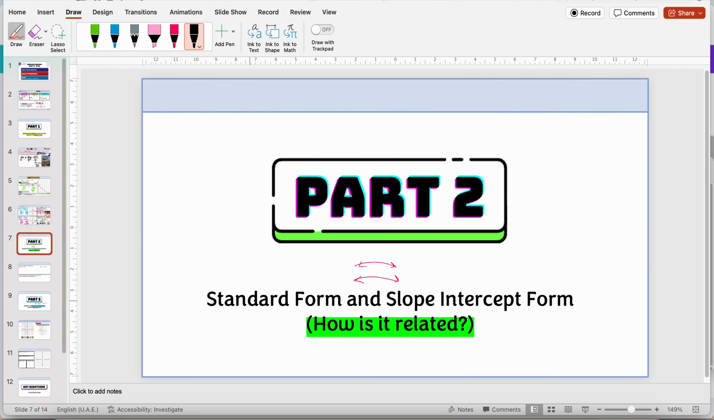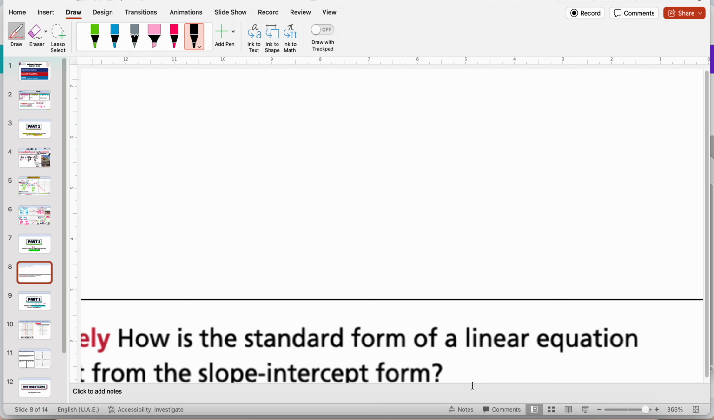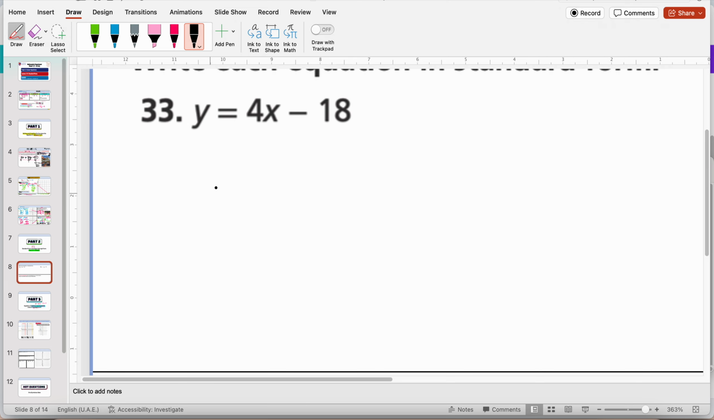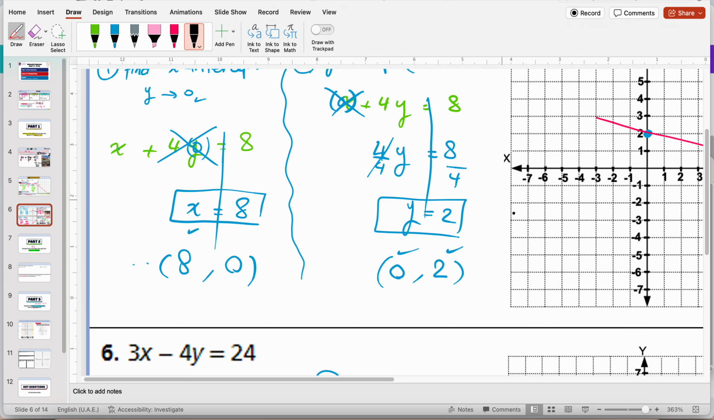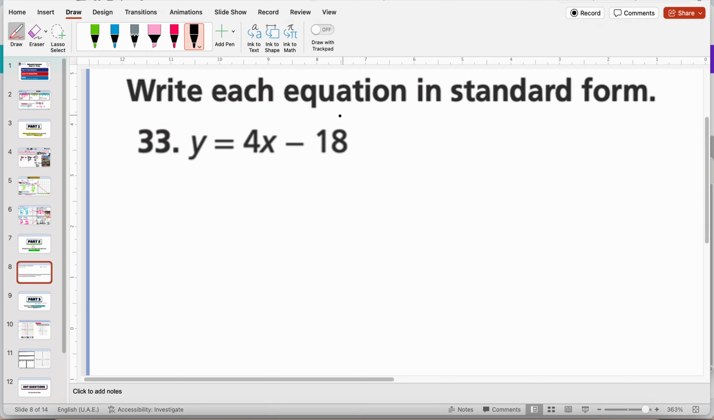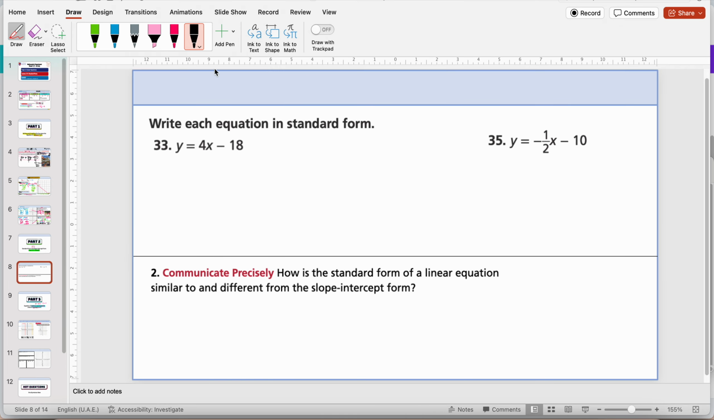Next idea is, how is standard form and slope-intercept form related? So let's see. Here they're saying to write each equation in standard form. As you can see, standard form looks like the following: ax plus by equals c.